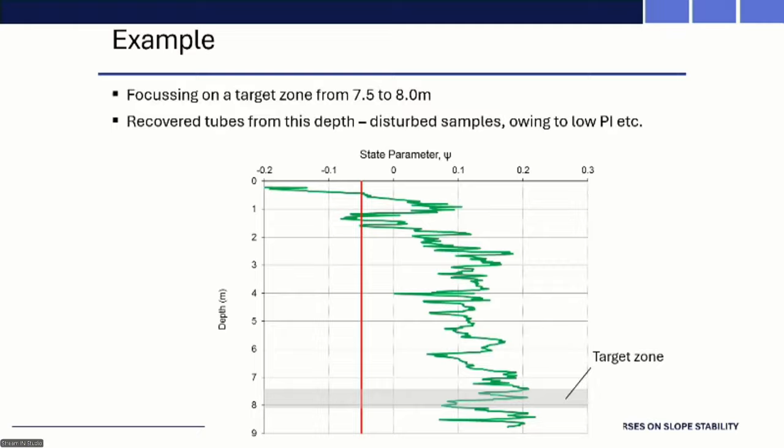Looking at that trace, there's a zone at about 8 meters where you're getting consistently high state parameters. You're getting higher values elsewhere, but in that region it's clustering. So perhaps it's worth targeting that zone for subsequent sampling, even more CPTs, etc. So doing an initial CPT, processing the data, looking at where to target future probing and sampling is always a good idea. So in this little example, that was the target zone.